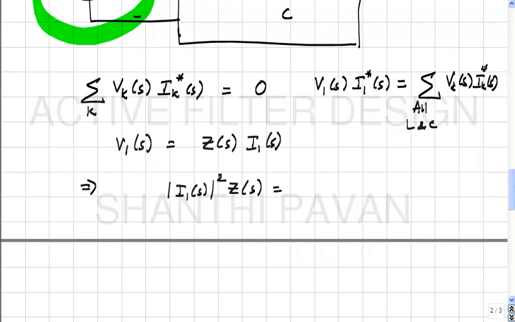Only a negative sign, because I moved it to this side of the equation. Yes? Okay, that's what allows me to move the stuff to this side of the equation. Is that clear to everybody? Okay. So now I need to sum over all L and C, Vk of S and Ik star of S. For an inductor, how do you relate Vk to Ik? If the kth branch was an inductor, how would you relate the branch voltage to the branch current?